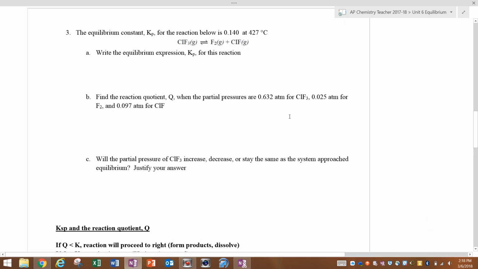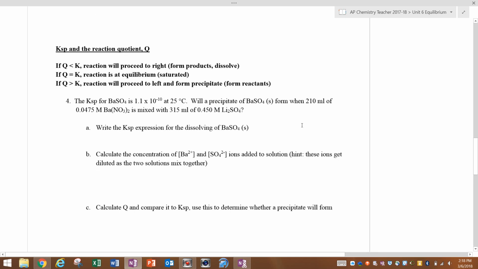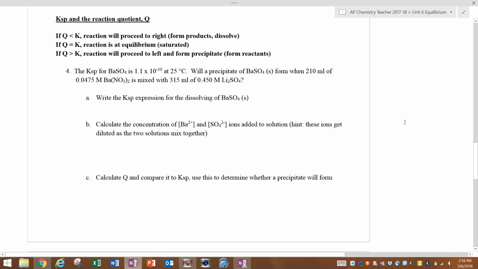Okay, sorry about that. So you're using a Kp value, so you gotta make sure the values are in atmospheres. You gotta make sure you're using pressures. Okay. Now let's look at one that is an application to a Ksp scenario.